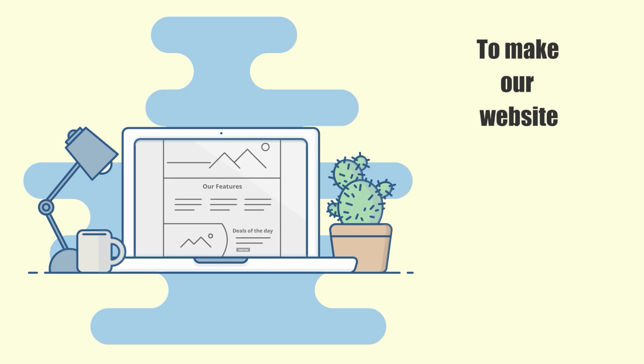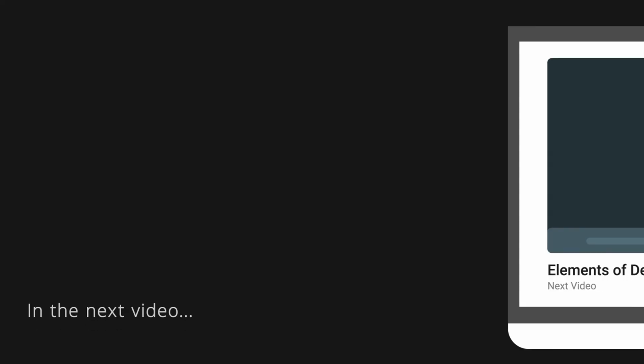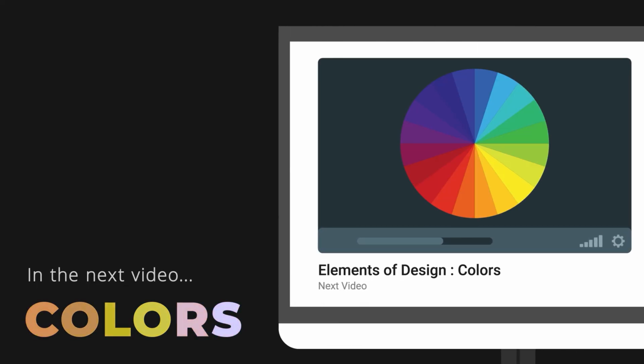Well, I notice a similarity with web design as well. To make our websites too, we need to know the ingredients first. Color, type, and images are the most crucial among them. In our next video, we are going to learn about these ingredients first, starting with color.